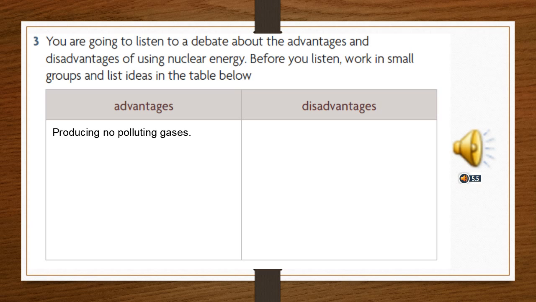Let's say, for example, there are no polluting gases. On the other hand, the fossil fuels like the coal, like the oil, the petrol, when you burn them, when you ignite them, they produce polluting fumes. So the nuclear energy has no polluting gases. What are other advantages? They do not contribute to global warming. That's the nuclear energy.